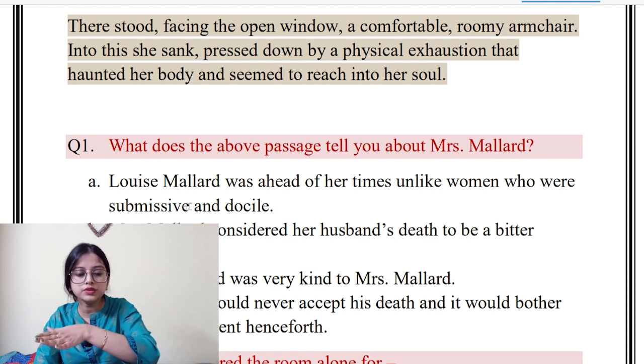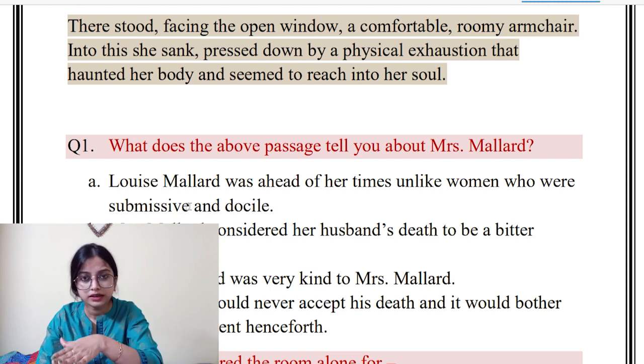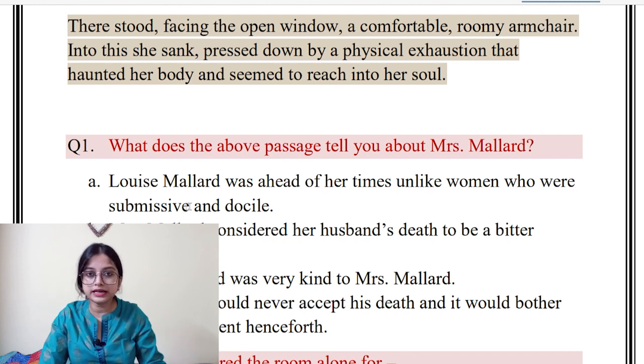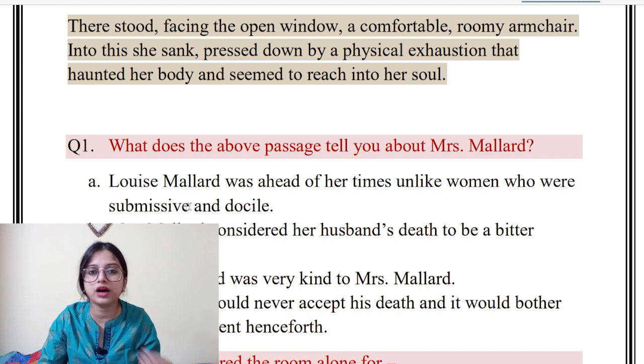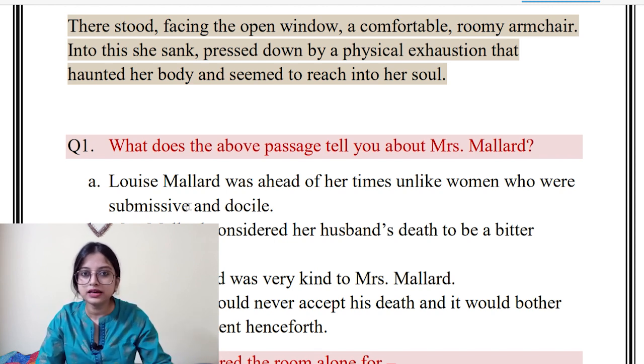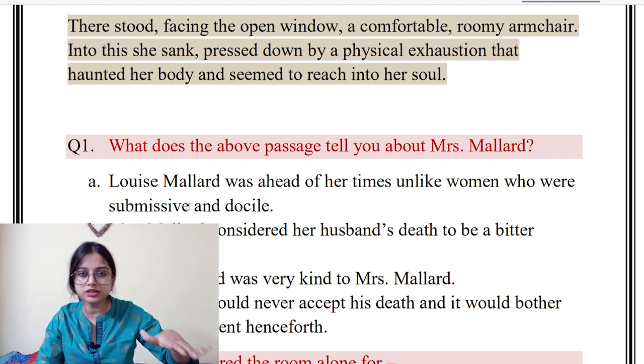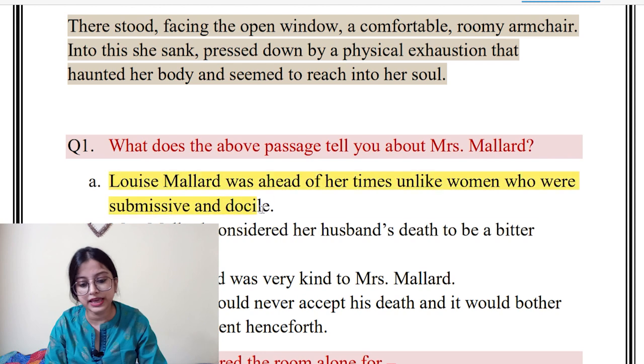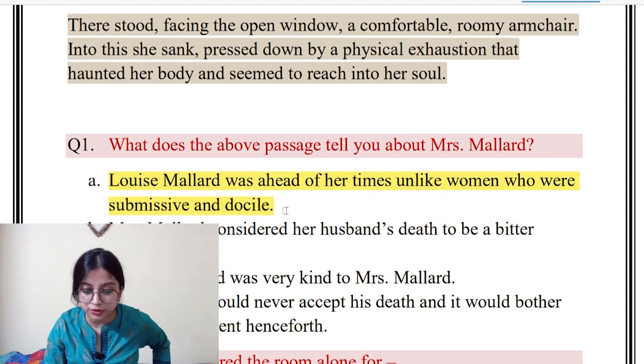But on the other hand, you see, Louise Mallard's husband is dead. She is sad. That's why she weeps. But it's not that she is paralyzed, that her whole world is shattering, and what she will do afterwards. She's not worried about that. She's a free woman in her heart. Although not free from her husband's rules and regulations, but still free. So the best possible answer is number A. Okay.